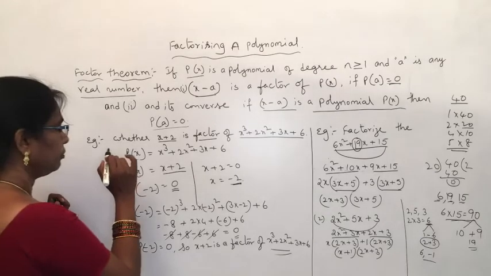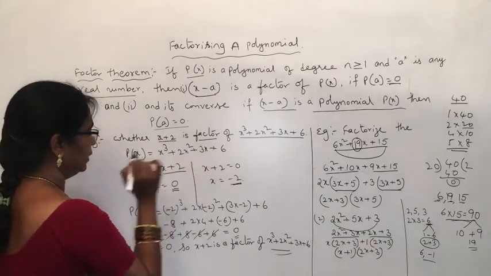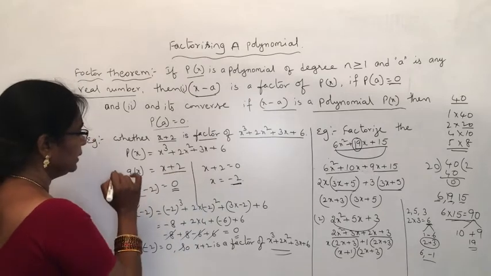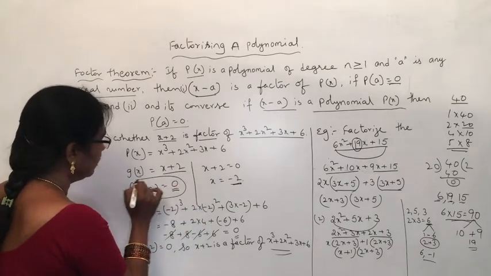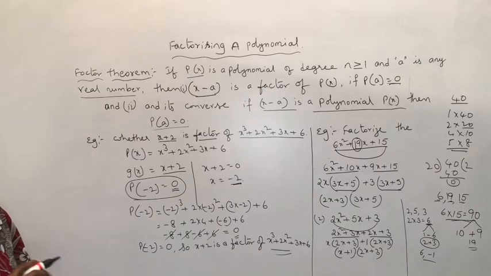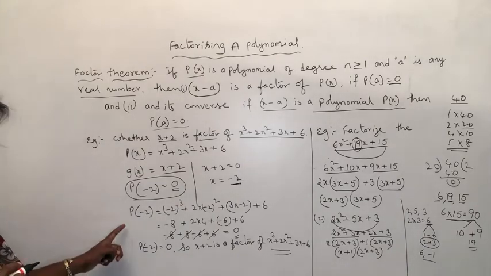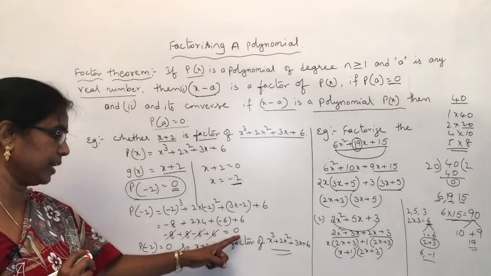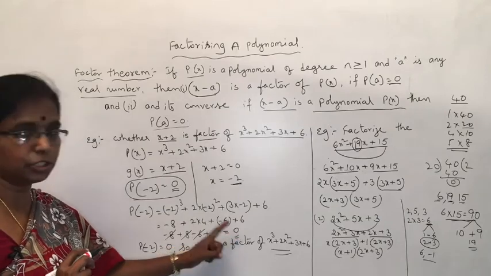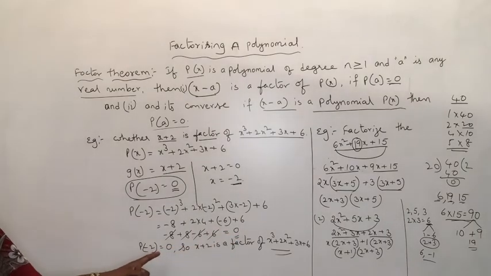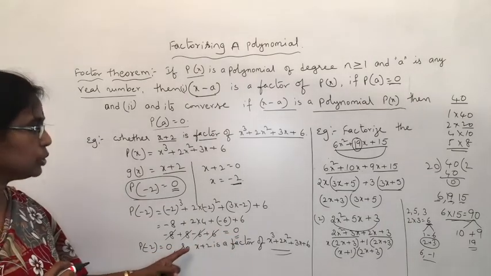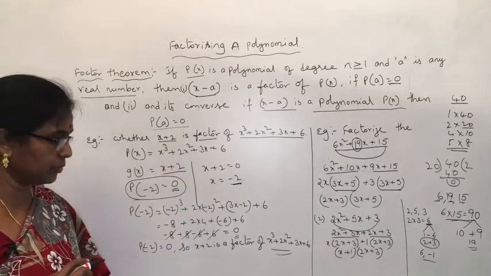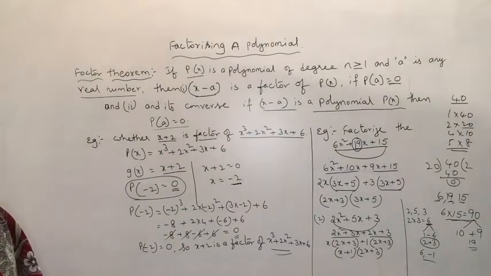Then p of x is equal to x cube plus 2x square plus 3x plus 6, and g of x is equal to x plus 2. When it is a factor, p of minus 2 must be equal to 0. Then if you substitute the x value, you get 0. Then p of minus 2 is equal to 0. So x plus 2 is a factor of x cube plus 2x square plus 3x plus 6.